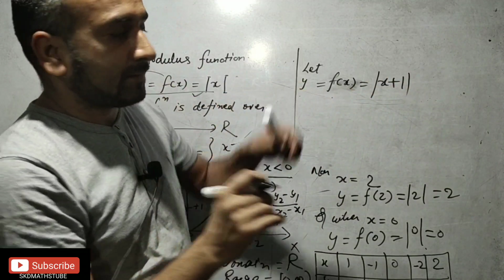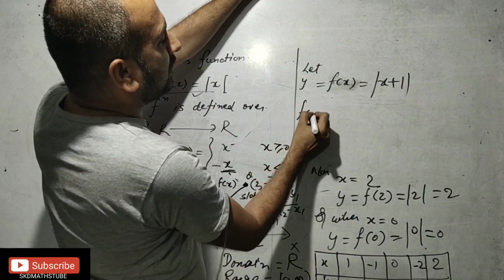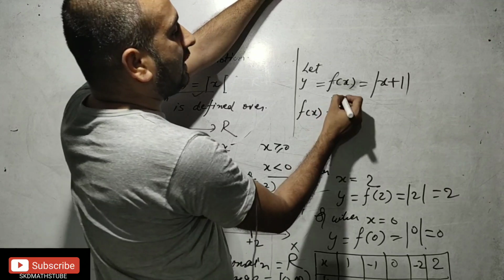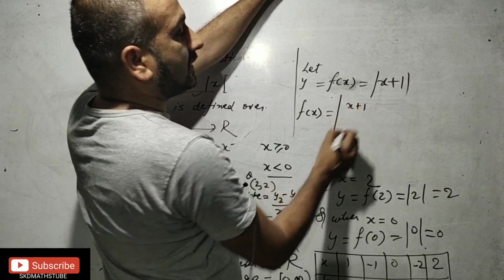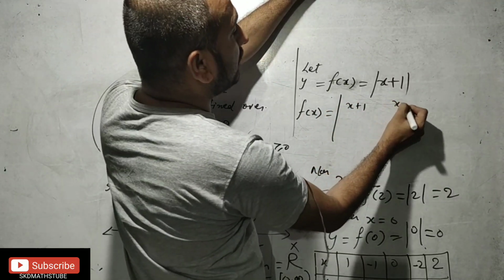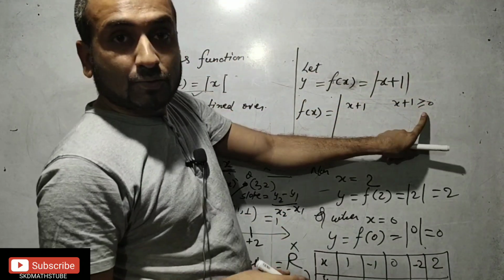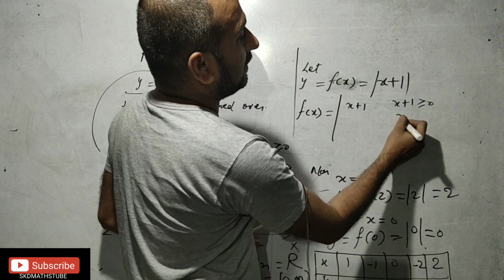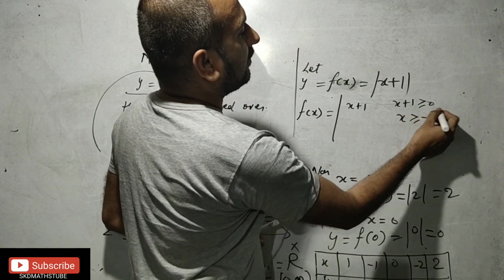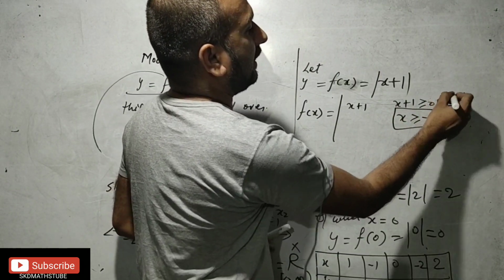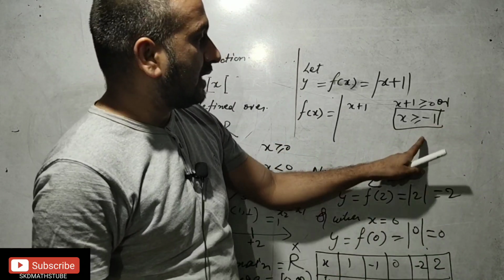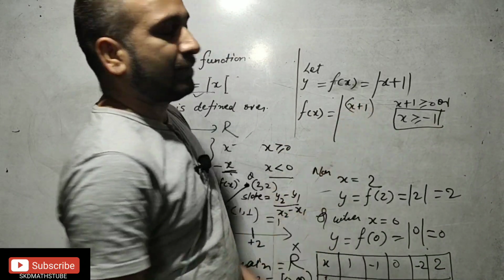Now students, see here, f(x) is what? f(x) is equal to, you know very well, x plus 1 when x plus 1 is greater than or equal to 0. It's an inequation. You can simplify this inequation. It will be x is greater than or equal to -1. The value is positive x plus 1.